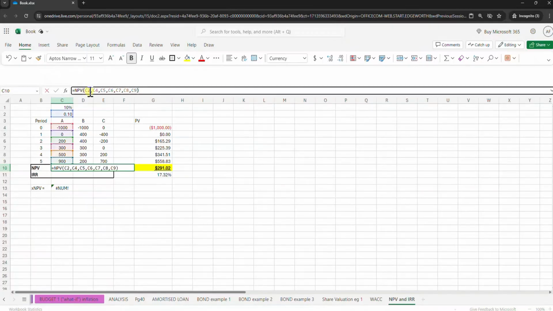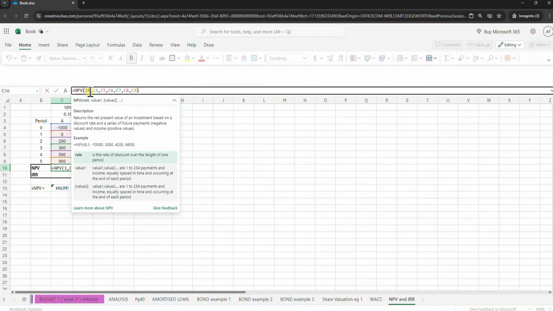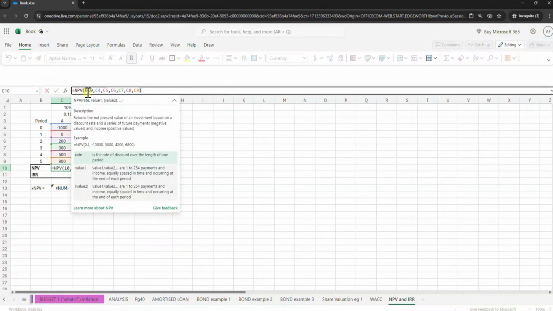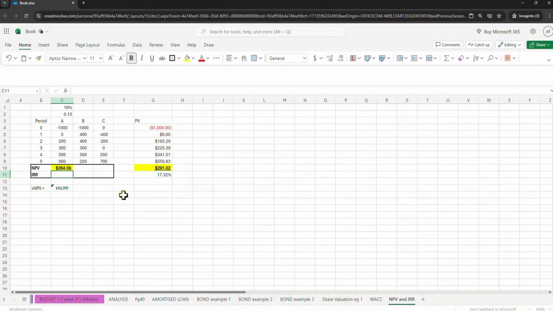NPV 10. Let me write a 10 instead of a 0 point. No, that's too big. Okay. This XNPV, let's just check in the textbook. This NPV that they're using.